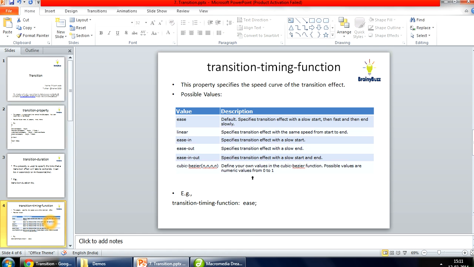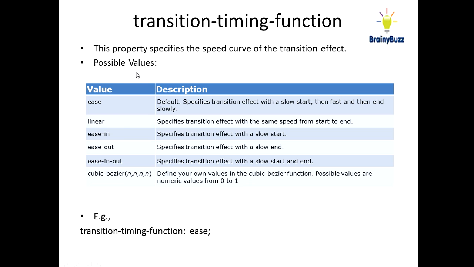After that we have the transition timing function. This property specifies the speed curve of the transition effect. We have possible values like ease, which is the default one, and specifies the transition effect with a slow start, then fast, and then ending slowly. If you write linear, this specifies the transition effect with the same speed from start to end. Ease-in specifies a slow start. Ease-out specifies a slow end. Ease-in-out specifies a slow start and end.